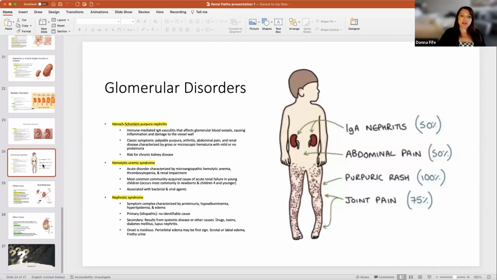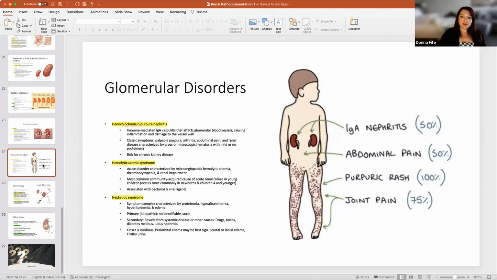Glomerular disorders, Henoch-Schönlein purpura nephritis. This is an immune-mediated IgA vasculitis that affects glomerular blood vessels, causing inflammation and damage to the vessel wall. Classic symptoms include palpable purpura, arthritis, abdominal pain, and renal disease characterized by gross or microscopic hematuria with mild or no proteinuria. And this is a risk for chronic kidney disease.